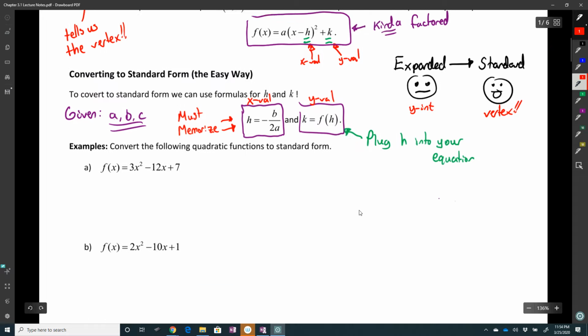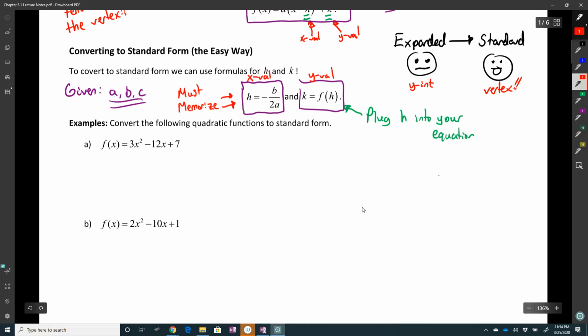All right. So let's do these two examples to show you how we convert from one to the other. So I have 3x squared minus 12x plus 7. Looking at this, I can see that a is equal to 3, b is equal to negative 12, and c is equal to 7. So I already know a. Notice a is in my formula. So the first thing I'm going to do is find h. It's negative b over 2a. So it's negative over 2.